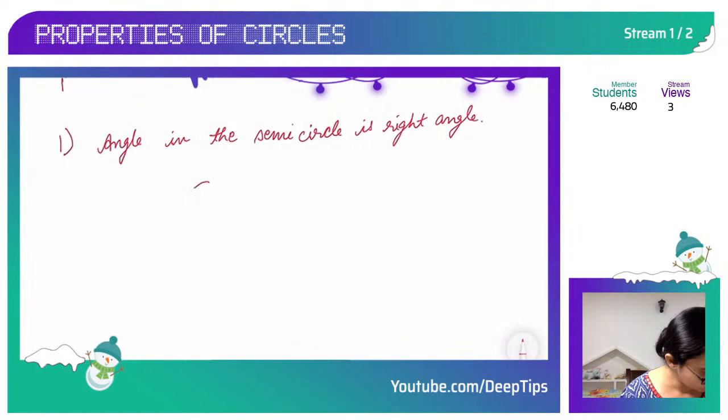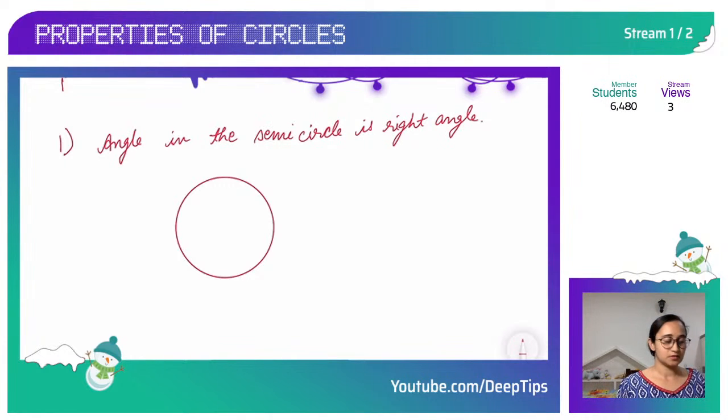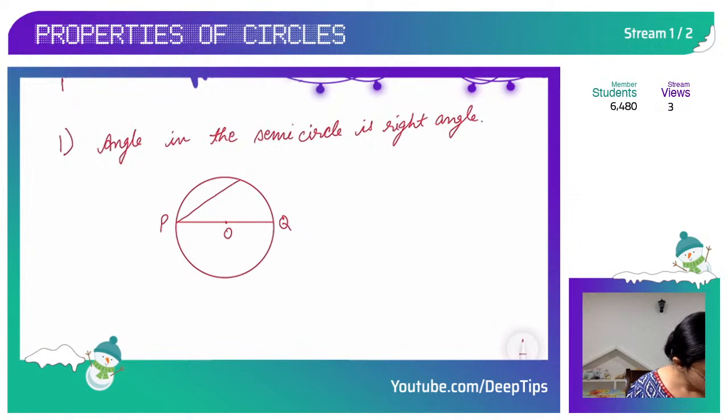Just now when we were learning about different parts of the circle, we learned about diameter also. So diameter divides the circle into two equal parts. Here I have drawn a circle with center O and diameter PQ. So children, wherever you draw an angle in the semicircle, it is always a right angle. Let's see how this is possible.